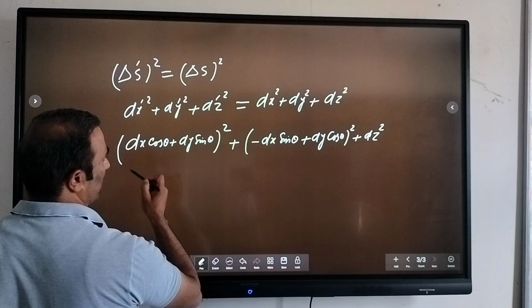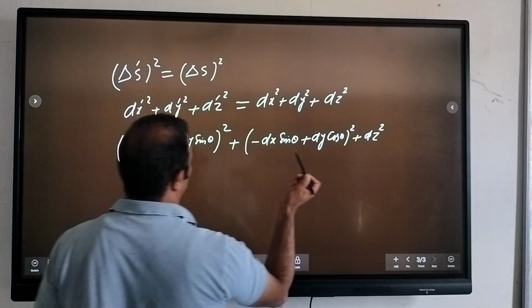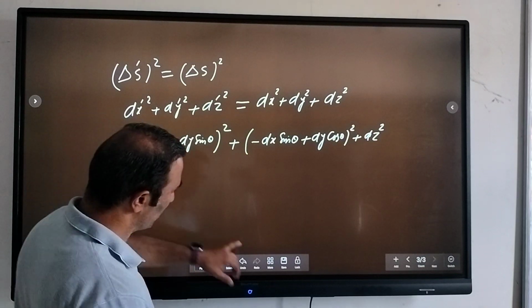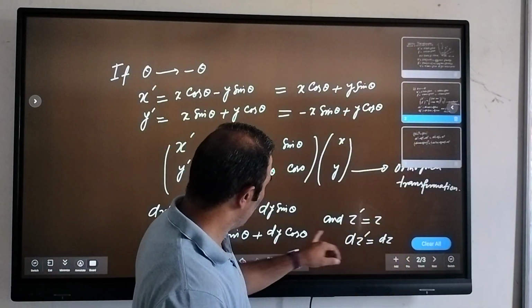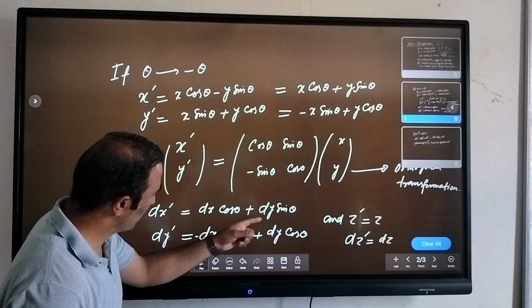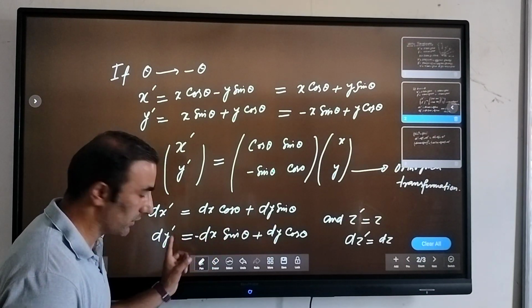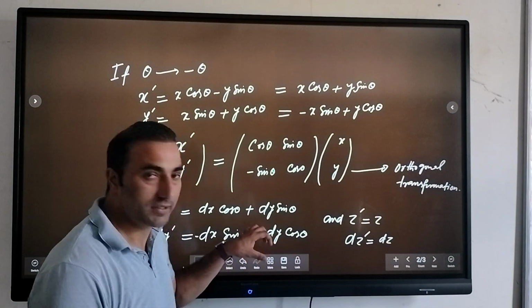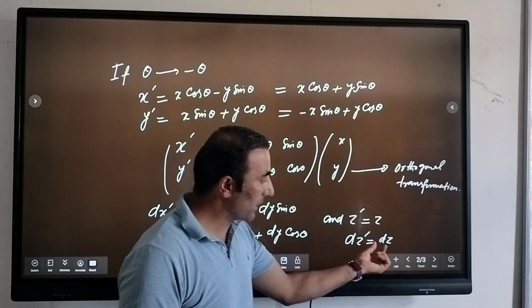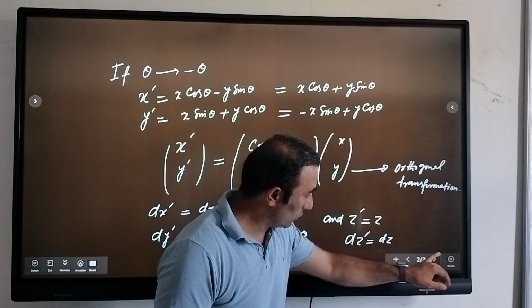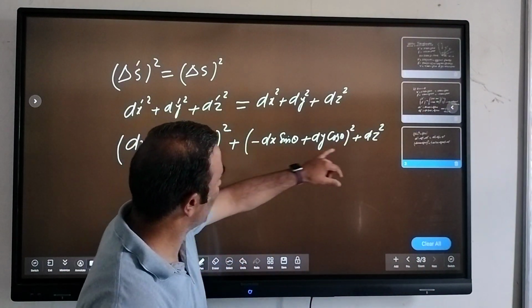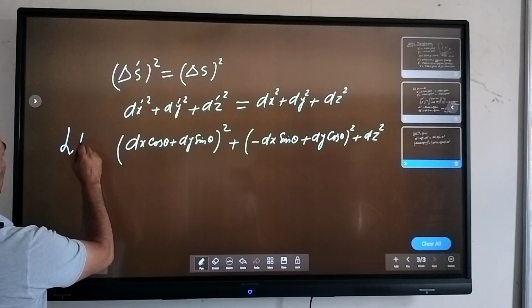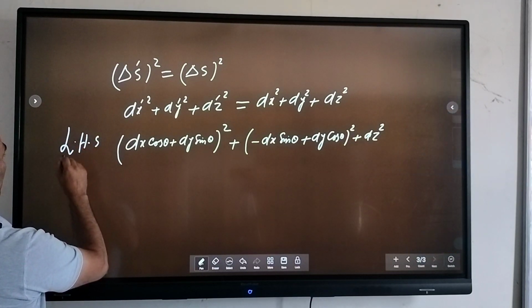Okay, because we have this. So this is our left hand side. Because dx prime, you can check that dx prime equals (dx cos theta plus dy sin theta) whole square, and similarly dy prime is (minus dx sin theta plus dy cos theta) whole square, and these primes are equal to these. So this is what I wrote here. So that's equal to these squared. So this is our left hand side.